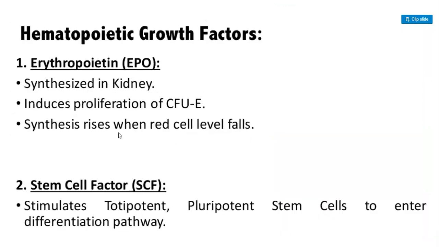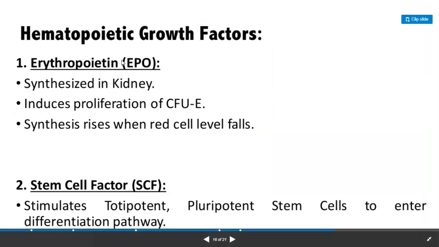So these are the growth factors we already mentioned before. Erythropoietin is synthesized in the kidney. It induces proliferation of colony-forming unit erythrocytes. Synthesis rises when red cell level falls. So anytime there is decreased level of red blood cells or there's anemia, erythropoietin synthesis will increase so that there can be production of more erythrocytes.